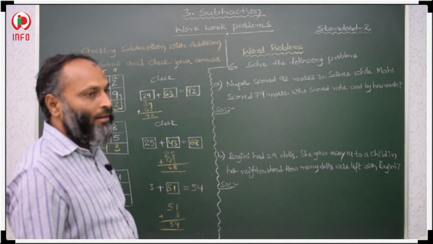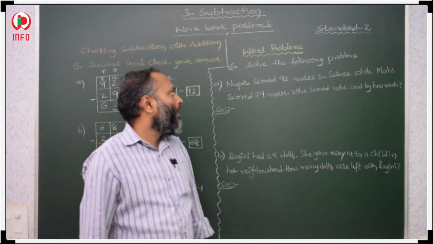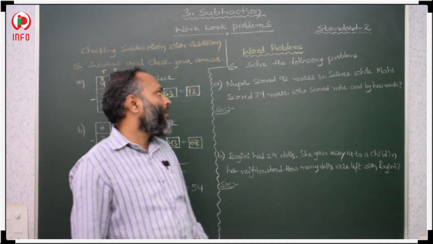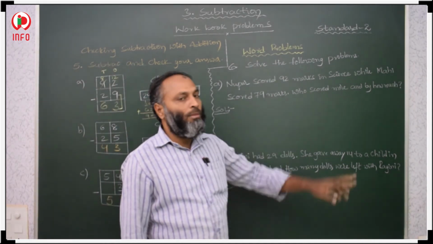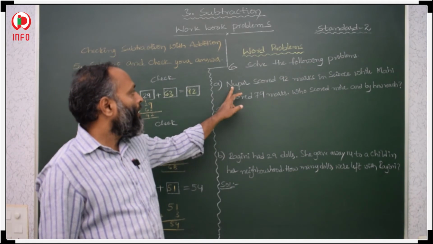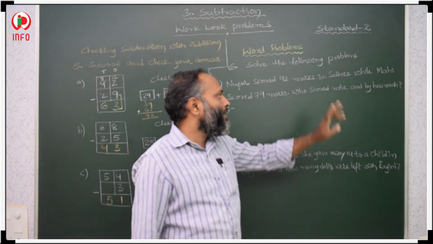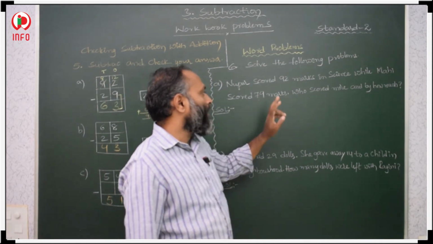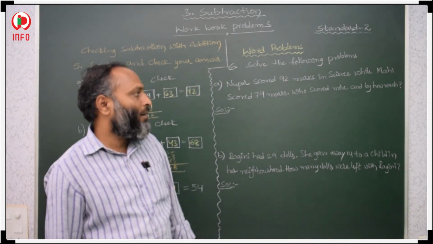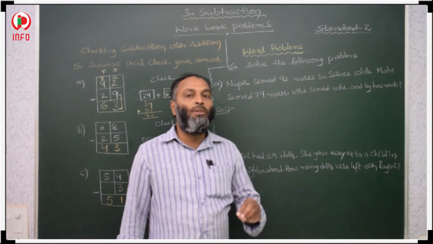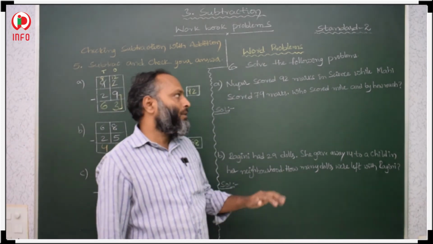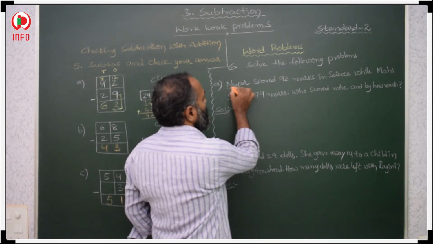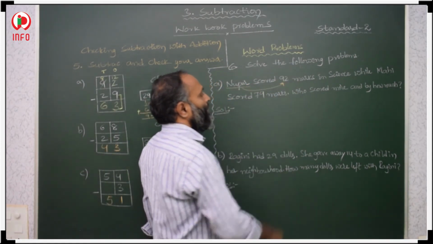So we explained. Okay. Now, what problems? In the difference questions, what problems are given? So solve the following problems. Nupur scored 92 marks in science, while Mahi scored 79 marks. Who scored more and by how much? First we have to read the question. What is Nupur's score? 92 marks.